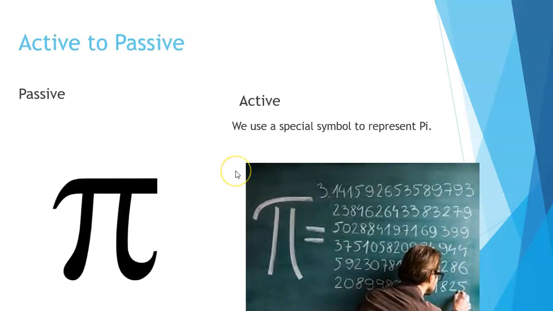Let's practice changing an active sentence to passive. Active. We use a special symbol to represent pi. Passive. A special symbol is used to represent pi. You've got the to be verb form, is. It sounds kind of weird to use the active voice in this case, we use a special symbol to represent pi because the focus is on we. It makes more sense for the focus to be on the special symbol. Passive voice would probably be the best choice for concise and clear writing.